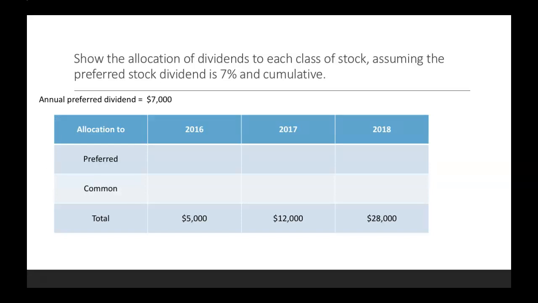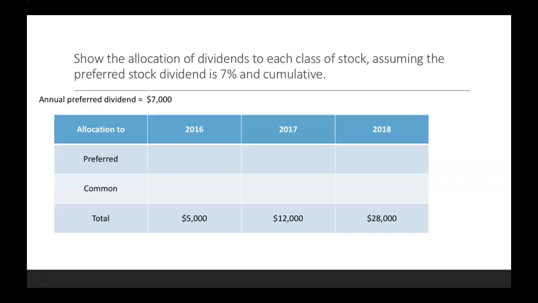So we set up a table like this, figuring out how much goes to preferred and how much goes to common in each year. So let's just look at 2016 right now. In 2016, we're a new company and we can only give our shareholders a total of $5,000. It's a bit of a problem, right? Because we told our preferred shareholders that they would get $7,000 every year.